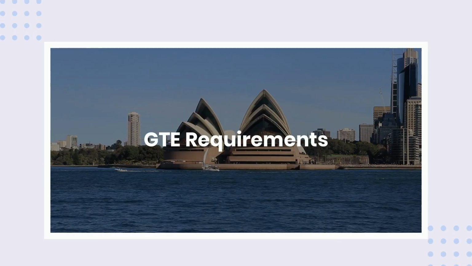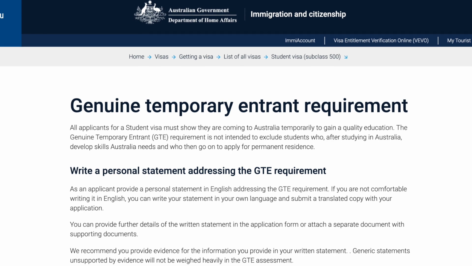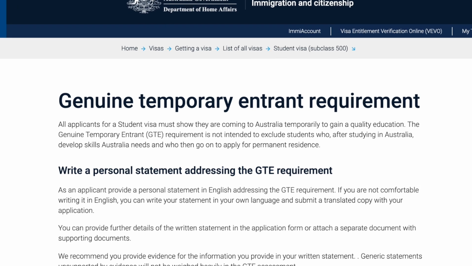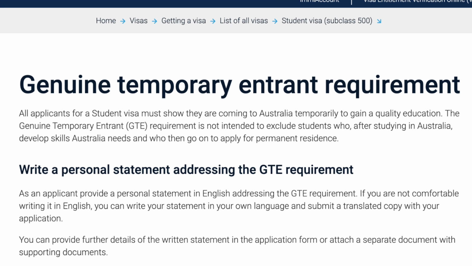The next thing is meeting GTE requirements. GTE stands for Genuine Temporary Entrant. It is a requirement by the Department of Home Affairs that you must show that you are genuinely coming here for studies in Australia, and the only intention is to study and not to seek migration or some other long-term benefit when it comes to choosing this specific visa. So for the purpose of GTE, you will need to write a letter containing information that you are coming genuinely for studies, and the only purpose you're applying for this visa is for study only.